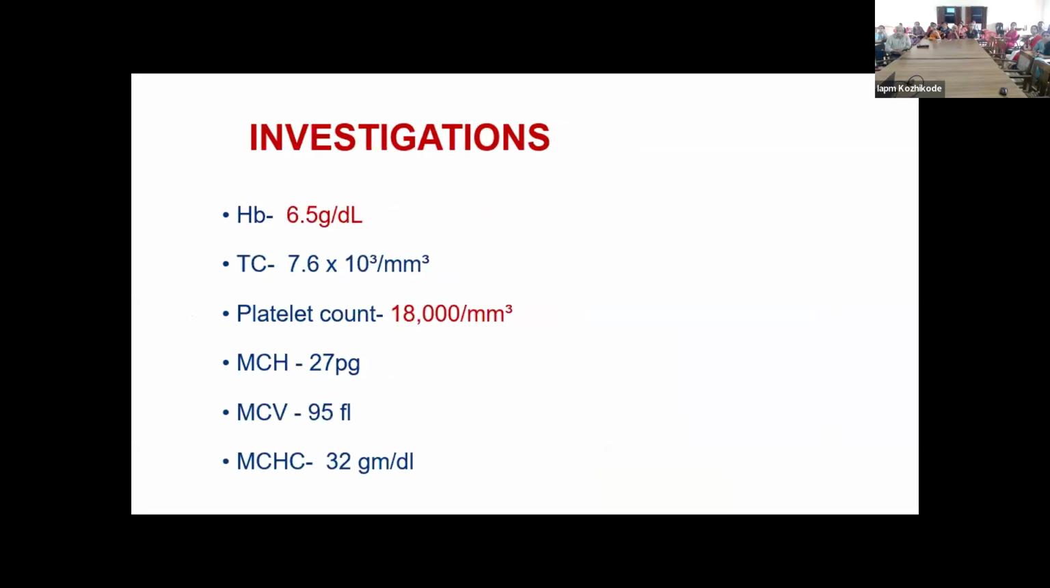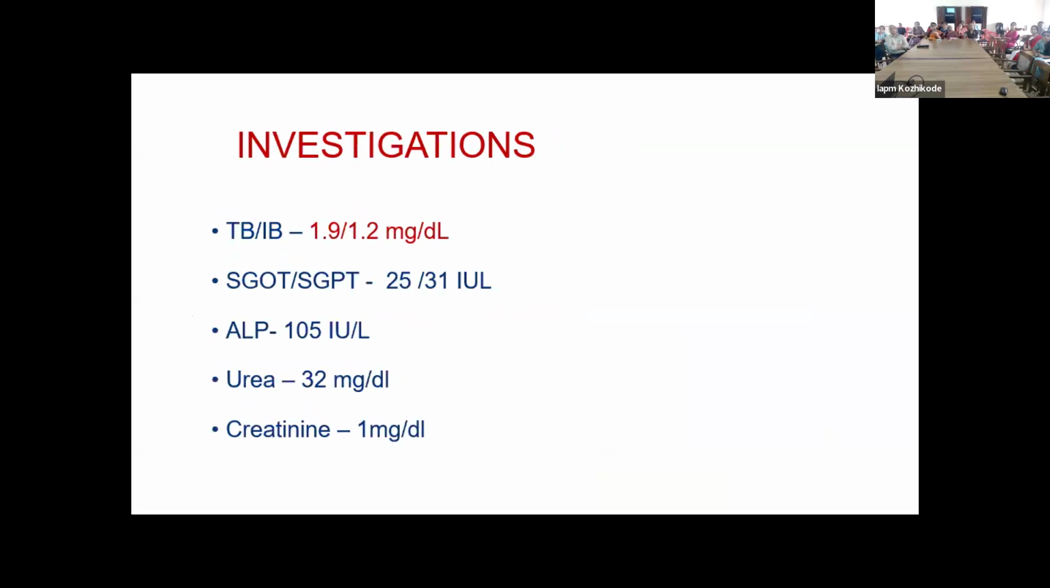Investigations: hemoglobin was reduced, it was 6.5 gram per deciliter. Platelet count also markedly reduced, 18,000 per millimeter cube. Total count and RBC indices were within normal range. Total bilirubin and indirect bilirubin were slightly elevated. Liver enzymes and RFT, that is urea and creatinine, were within normal range.